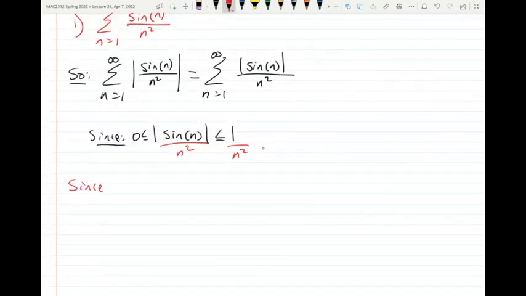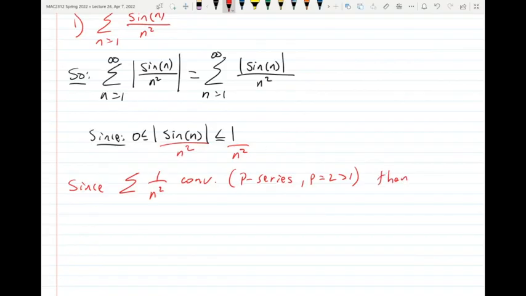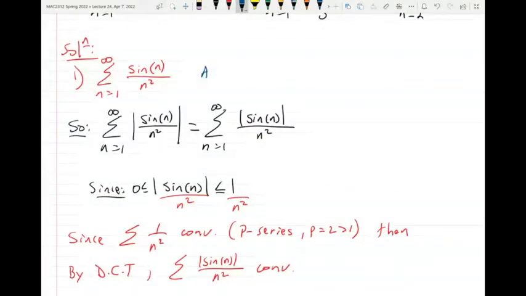Since this series converges, and remember, always justify. Why? It's a p-series with p equals 2, bigger than 1. That's why it converges. Then, by the direct comparison test, the series of the absolute value of sine of n over n squared converges. So far, so good. But if this series converges, what can we say about the original series? It converges, but moreover, it does so absolutely. So we have here absolute convergence.